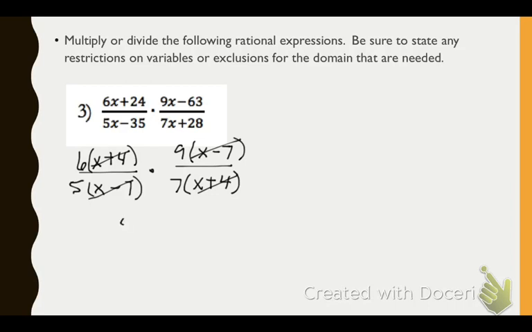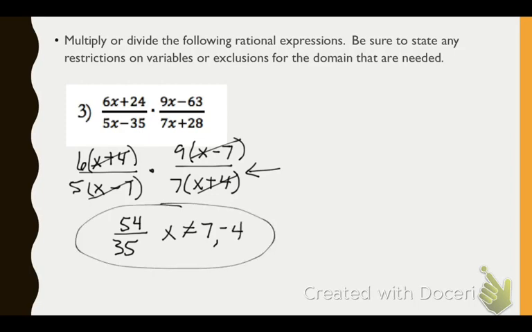So 6 times 9 is 54. 5 times 7 is 35. And that can't be reduced. Now I'm going to look one step above and see what values would make those denominators 0. So on the left, 7 would, so I need to exclude 7, and on the right, negative 4. So our final answer is 54/35, and x cannot equal 7 and negative 4.